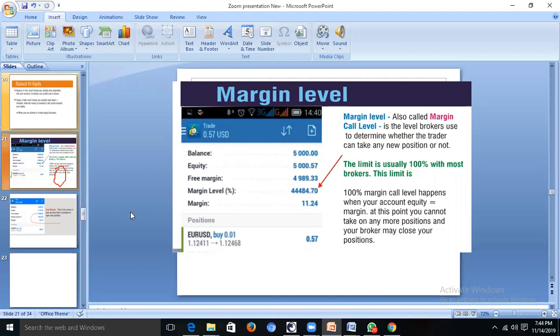Katie says, does calculating risk management determine the lot size to use in trading? Of course, you must calculate it before you know the normal lot size to trade.